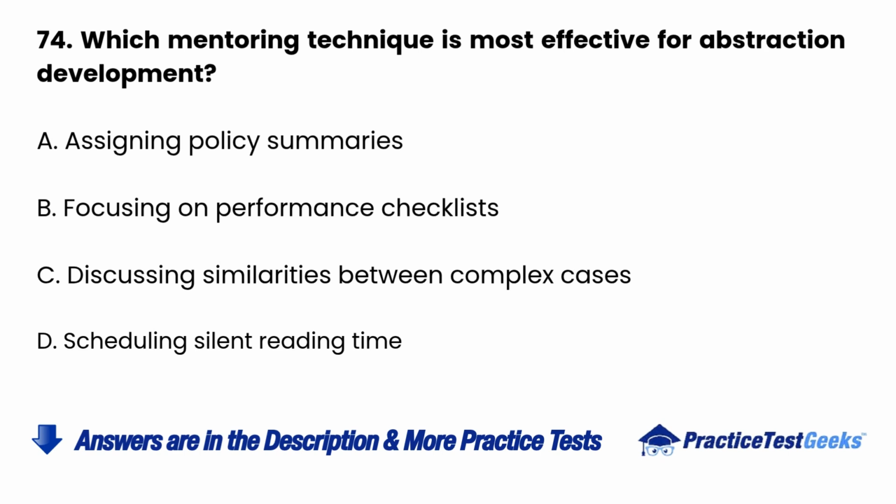74. Which mentoring technique is most effective for abstraction development? A. Assigning policy summaries. B. Focusing on performance checklists. C. Discussing similarities between complex cases. D. Scheduling silent reading time.